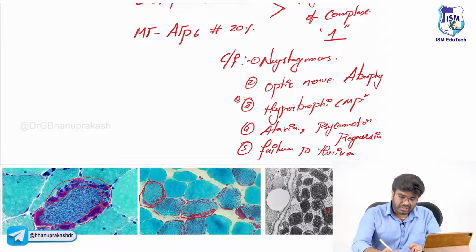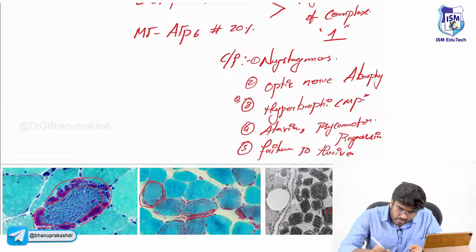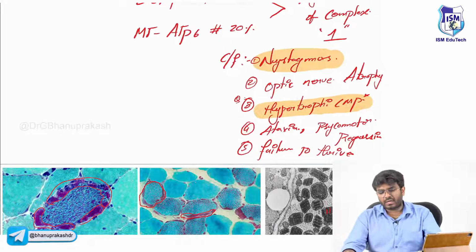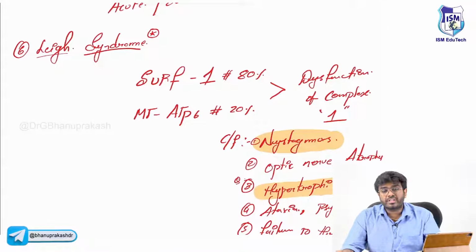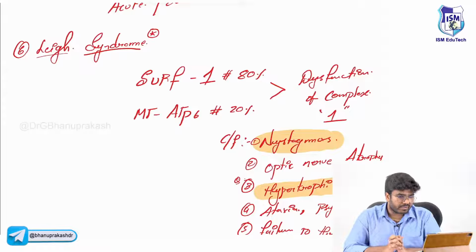So the MCQ point is hypertrophic cardiomyopathy. Nystagmus, hypertrophic cardiomyopathy, ataxia, psychomotor regression, failure to thrive: these are all features of Leigh syndrome. The gene mutations are SURF1 and MTATP6, and mutations in these two genes lead to dysfunction of complex number 1. With this, Leigh syndrome is completed.